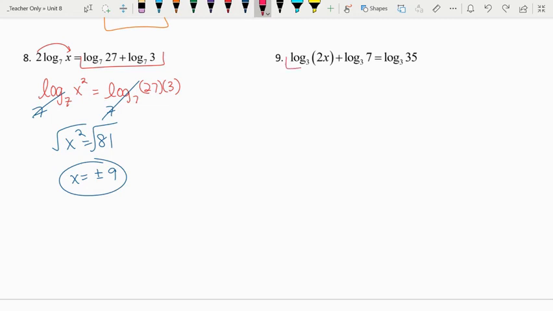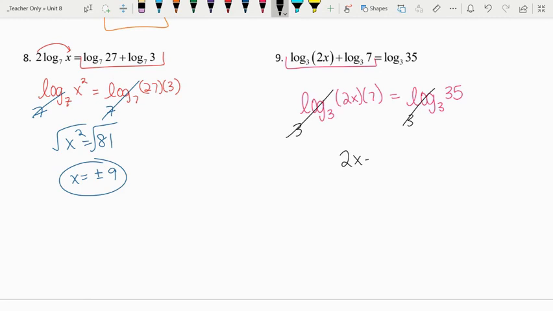On number 9, our last one, we're going to combine these two, and we get log base 3 of 2x times 7. And it equals log base 3 of 35. Now we can exponentiate both sides. We're left with 2x times 7, or 14x, equals 35. And if we divide by 14, we get 2.5. Or 5 halves, if you want to keep it that way.